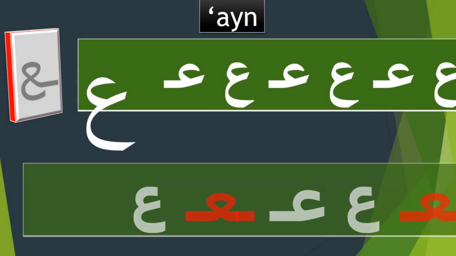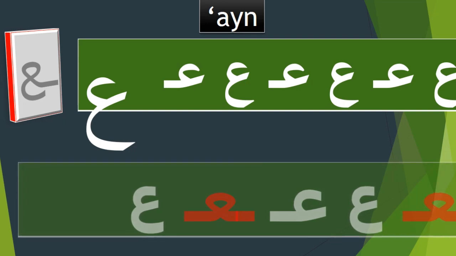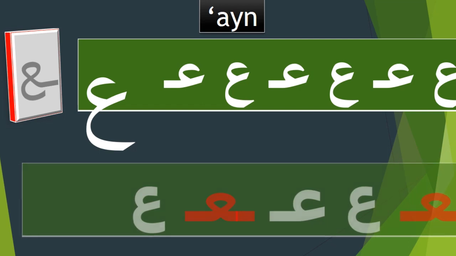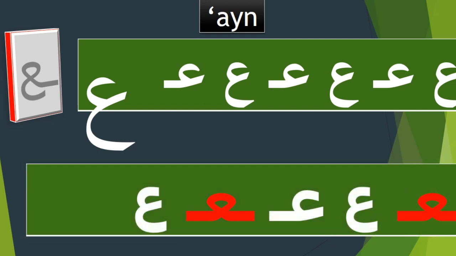The third form of the Ain falls in the middle of a word between 2 joined letters. The last example shows the Ain when it falls at the end of a word after a joined letter. It begins on top of the line and then curves below it.